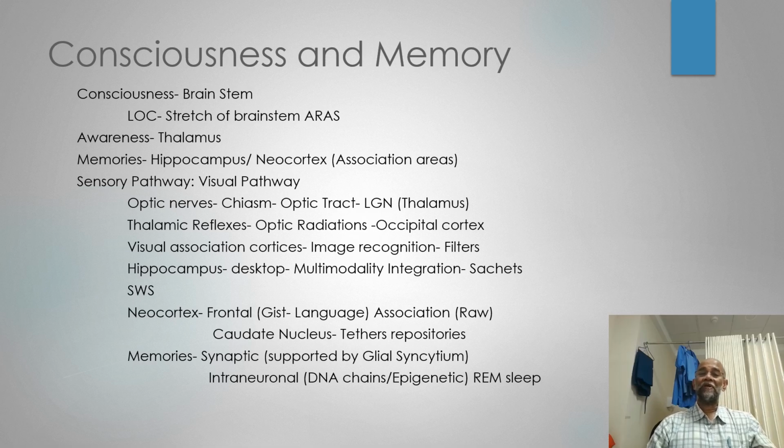Then, from the thalamus, we have optic radiations going to the occipital cortex. The occipital cortex sees the lines, the outlines, and then images pass on to the visual association cortices, which are adjacent to the occipital cortex, where images are recognized. Now we have filters. If the image is significant enough to be recorded as a memory, it passes on to the hippocampus. At the hippocampus, there is multimodality integration, the different aspects of sensory input, the visual, the auditory, the olfactory, everything is merged to produce a memory sachet.